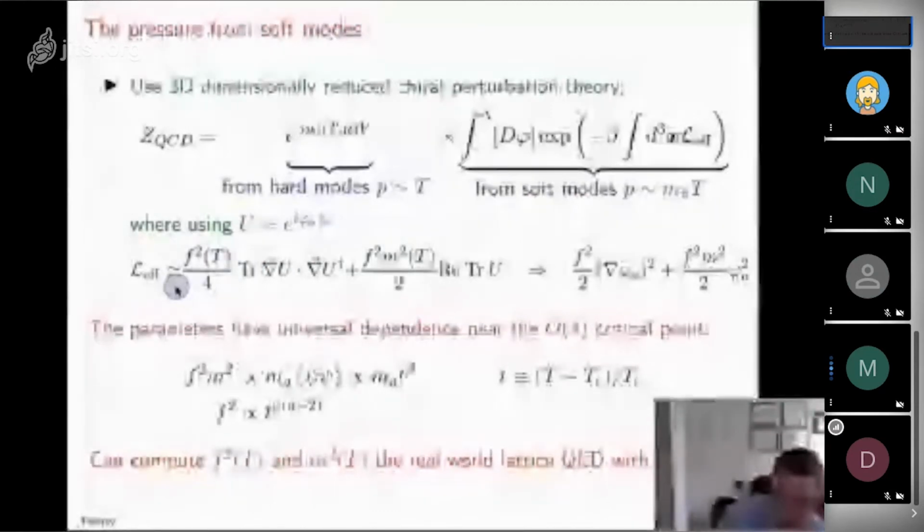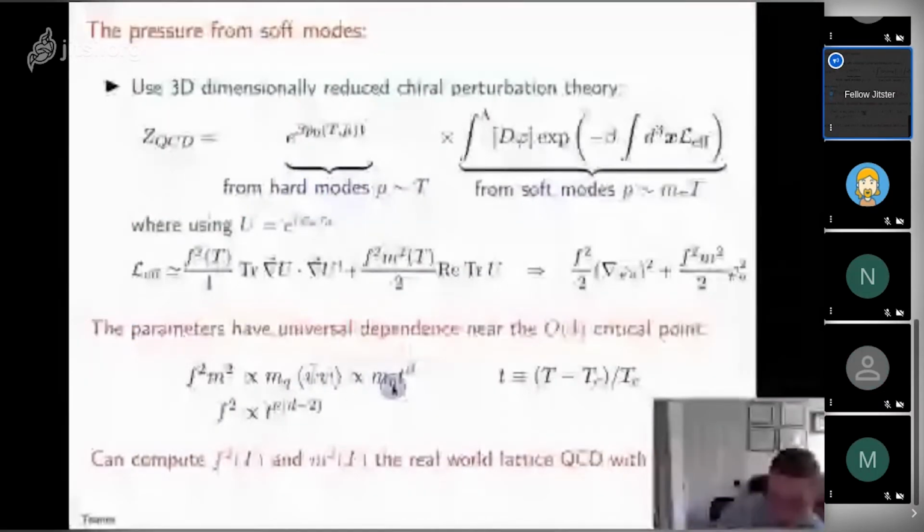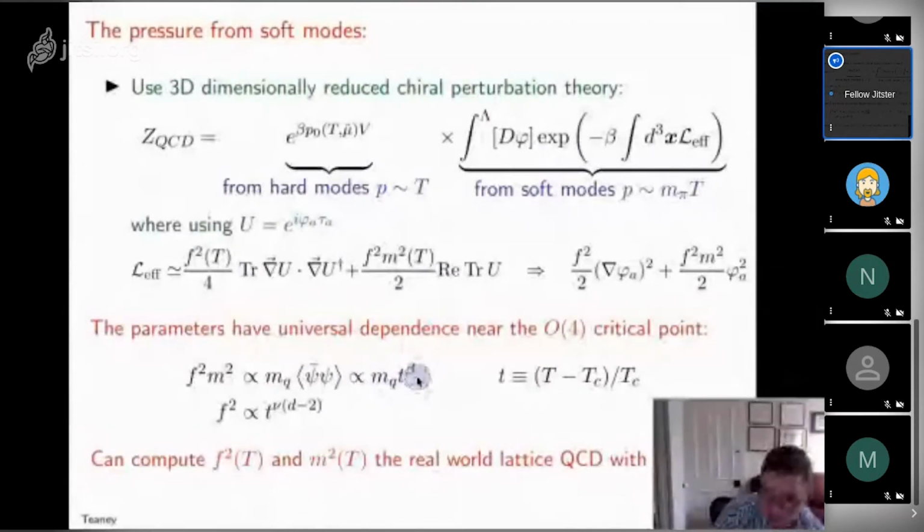The pion decay constant and the screening mass, they all have a very universal dependence near the critical point. Okay, so for instance, f squared m squared goes like mq, which goes like t to the power beta. Beta is a critical exponent. And similarly, f squared goes like t to the power nu, where again, this is the critical exponent of the O4 critical point. So, beyond just proportionalities and scalings, actually all of the parameters, f squared and the screening mass m squared, can actually be determined on the lattice with high precision.